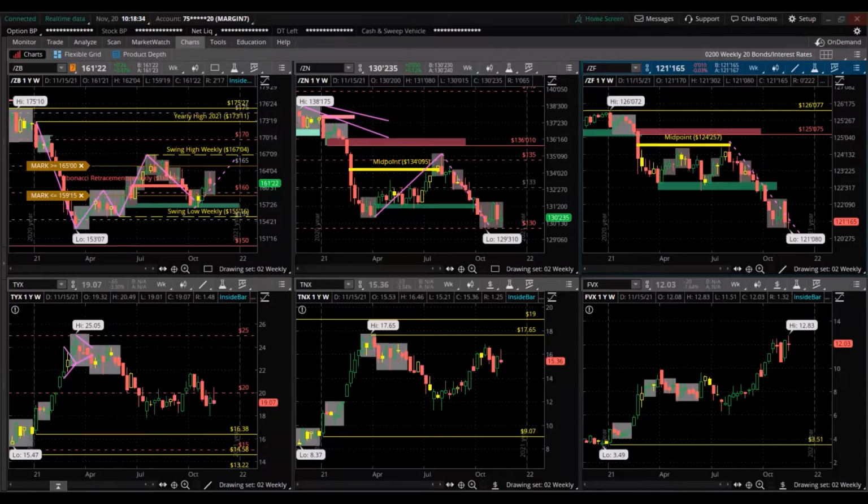Saturday, November 20th, 10:18 a.m. New York time. Going to be using the desktop trading platform Thinkorswim that's offered from TD Ameritrade. We're looking here at 6 grids. Each grid has a different financial instrument. The top are U.S. Treasuries, and the bottom are the U.S. yields.